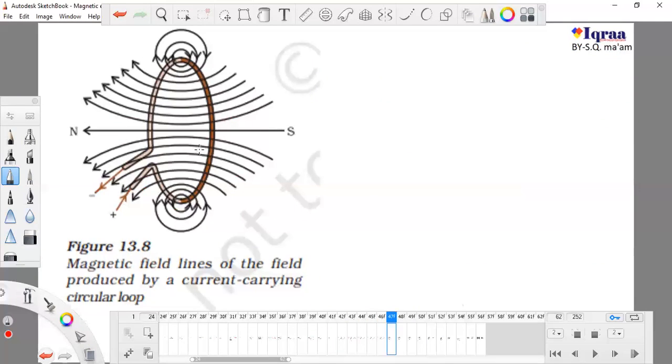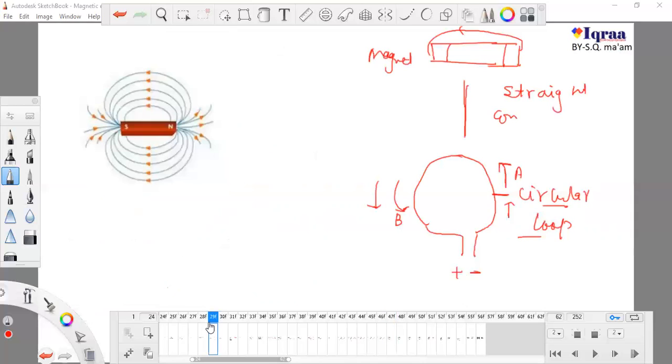Okay, so we studied about three things. What did we study? We studied about magnetic field lines in a bar magnet, magnetic field lines in a straight current carrying conductor, and third, magnetic field lines in this loop which was in horizontal position.